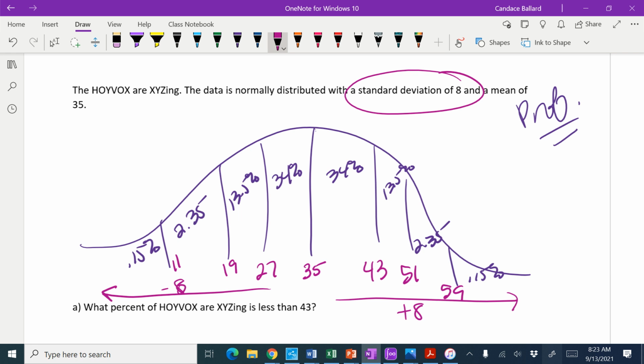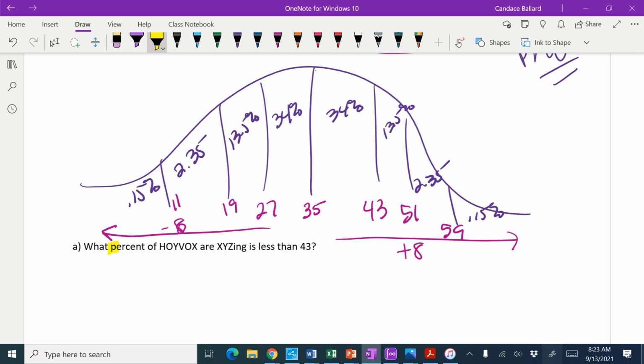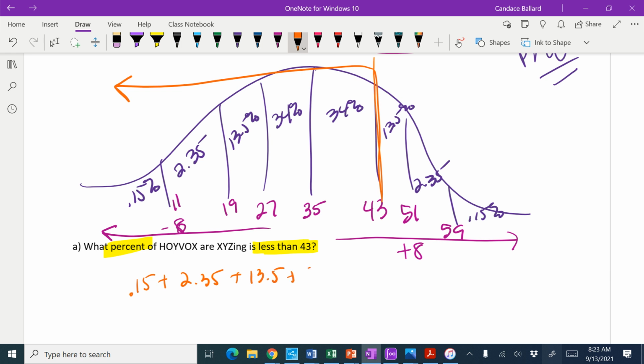Again, I gave you some nonsense words, right? What percent of Hooyvacs or XYZ is less than 43? The two things you need to focus on is determining if you're in percent or probability, and then what they want you to find. So I need to find that number 43. Here's 43 on the chart. I need to add up everything that's less than. So I would be adding together 0.15 plus 2.35 plus 13.5 plus 34 plus 34.